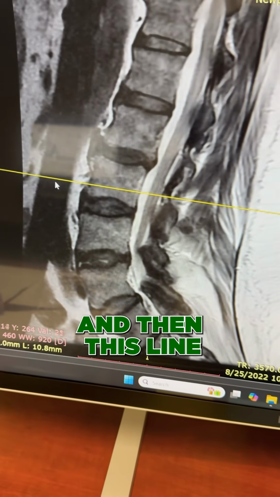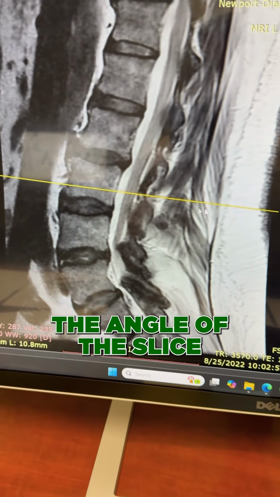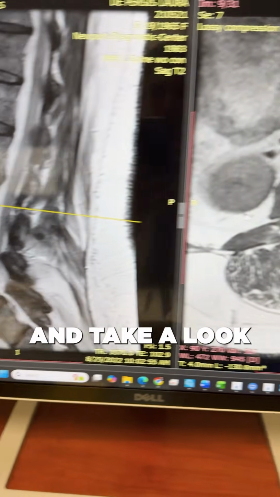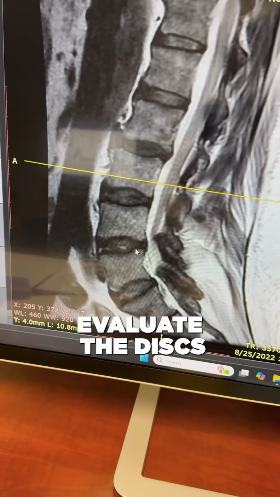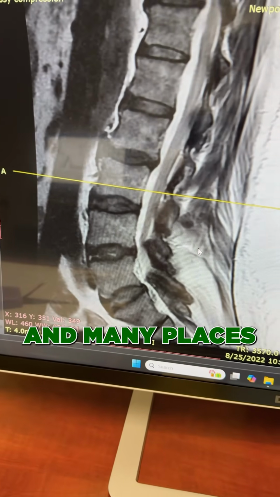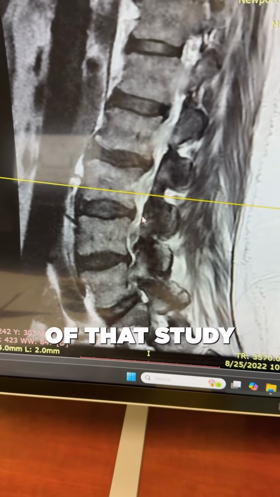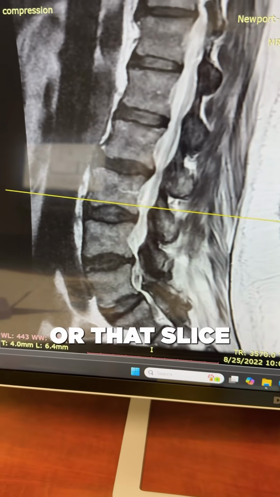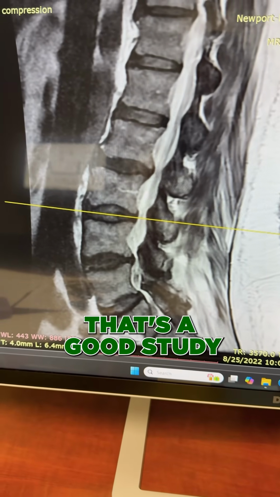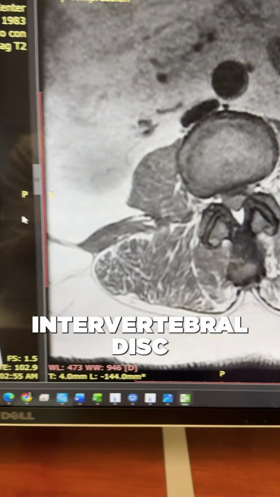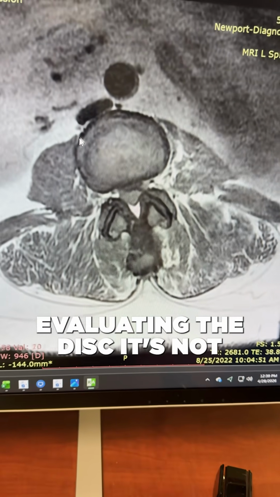And then this line here represents the angle of the slice that we're looking at over here. And take a look, if we want to evaluate the discs, the angles have to change. In many places, we'll change the angle of that study or that slice. And if you look, there we go, that's a good study of the disc that goes right through that intervertebral disc. And if you look on this side, now we're evaluating the disc.